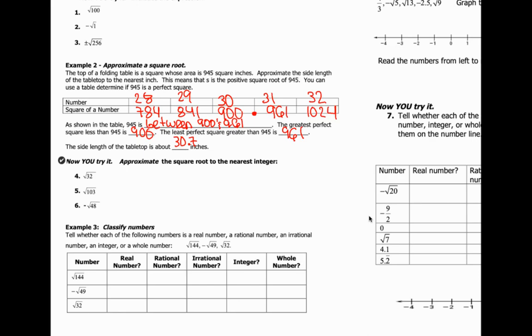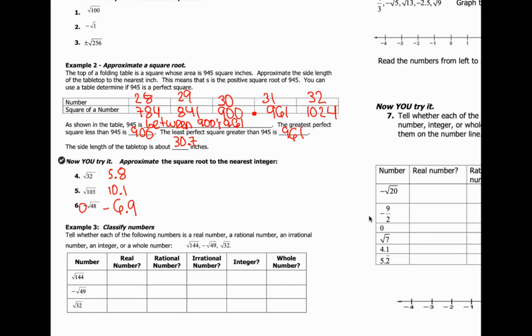Okay, so approximating square roots. So if I look at 32, I know 36 is a perfect square, and that's 6. I know 25 is a perfect square, and that's 5. So it's a lot closer to 6, so I'm going to say like 5.8. Square root of 103, I know 10 times 10 is 100, so it's a little more than 10. So I'm going to say 10.1. 48. So 6 times 6 is 36, 7 times 7 is 49. So it's going to be closer to 49, so it's really close to 7, so I'm going to go with like 6.9, and it's negative because of this negative here.